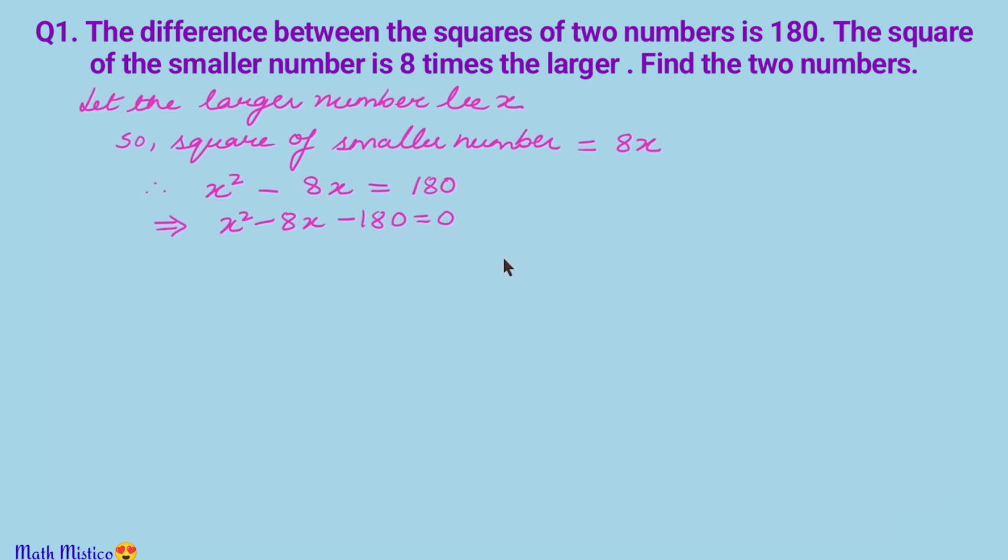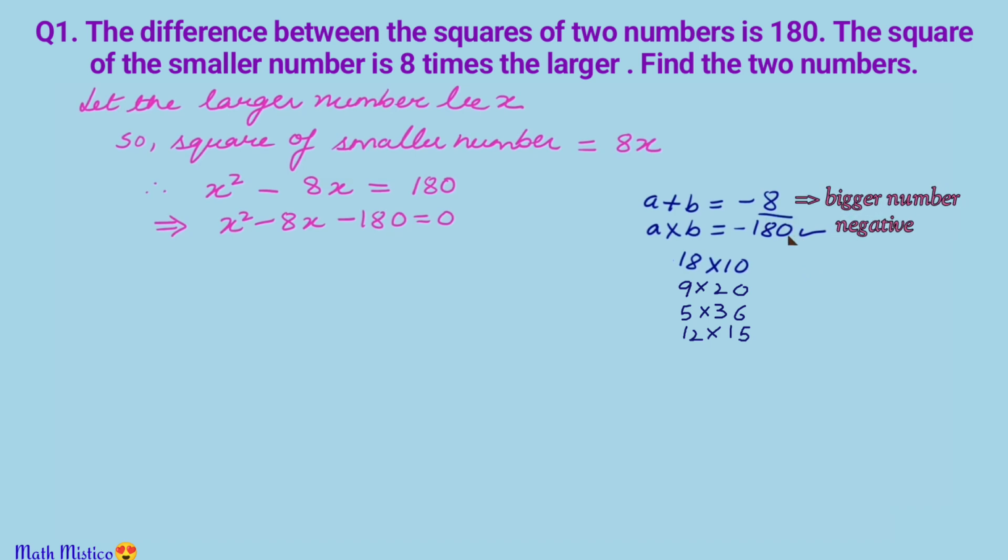Now to solve this, I am using the factoring method. So we have to find two numbers a and b so that a plus b is minus 8 and a into b is minus 180. To split the middle term, we will break 180 into pairs of factors. Negative product means we have to subtract and the answer should be minus 8. So clearly minus 18 and 10 satisfy the condition.